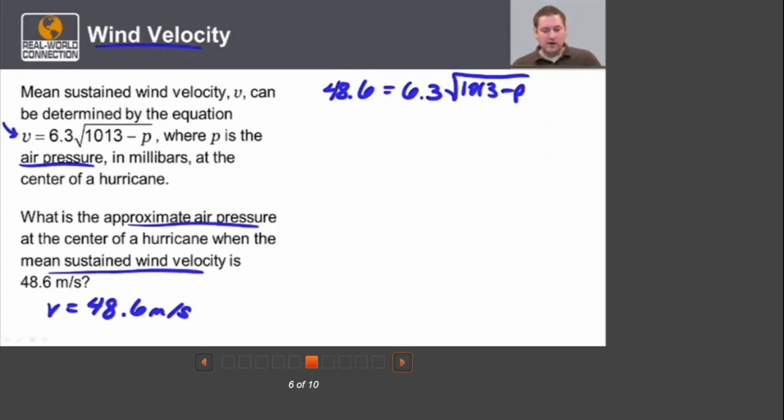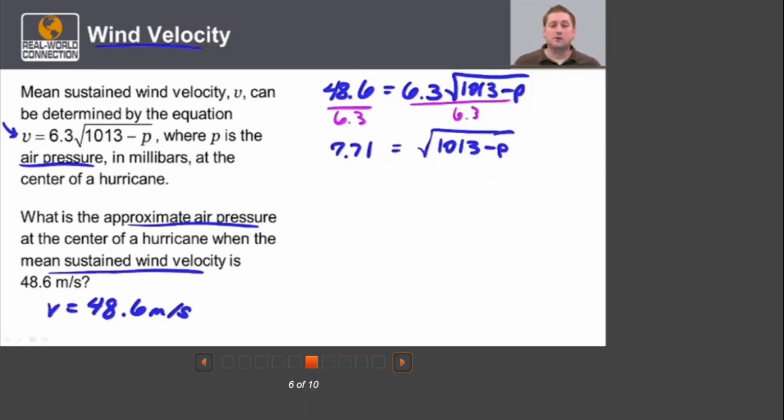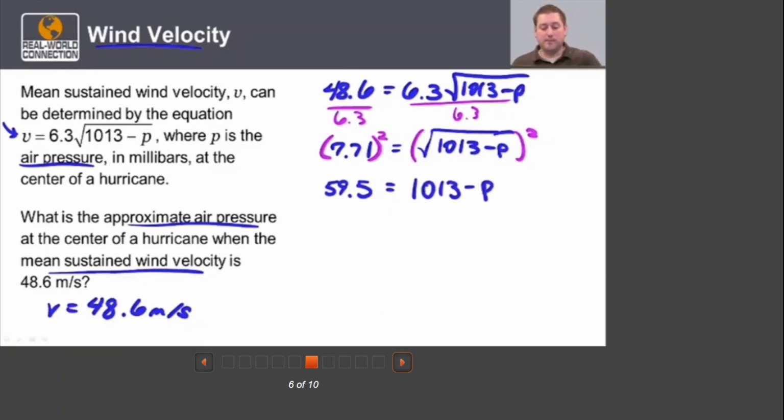First thing I'm going to do is divide both sides by 6.3 and isolate the radical. Now 48.6 divided by 6.3 is approximately 7.71. So remember, just the approximate answer, 7.71, is equal to the square root of 1013 minus p. So now I'm going to go ahead and square both sides to get rid of the radical. So on the left side, I'm coming up with a value that's about 59.5. So I'm just going to write approximately 59.5. And on the right side, the radical is gone, so I'm left with 1013 minus p. Now I'm going to go ahead and get p isolated by first subtracting 1013 from both sides.